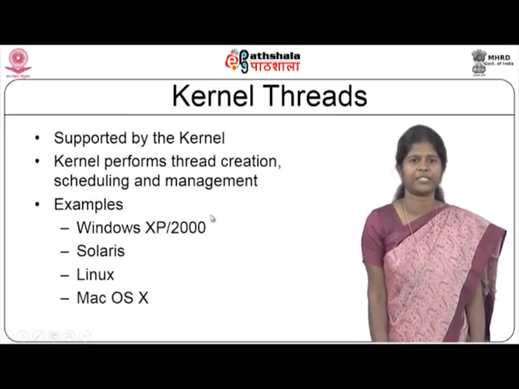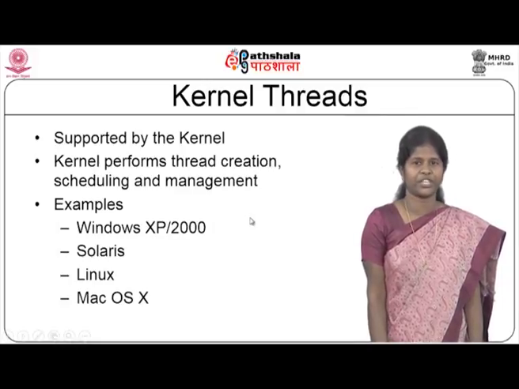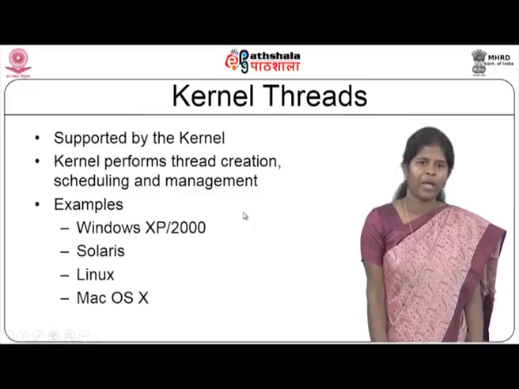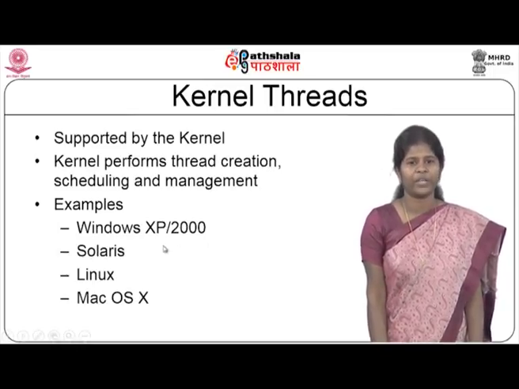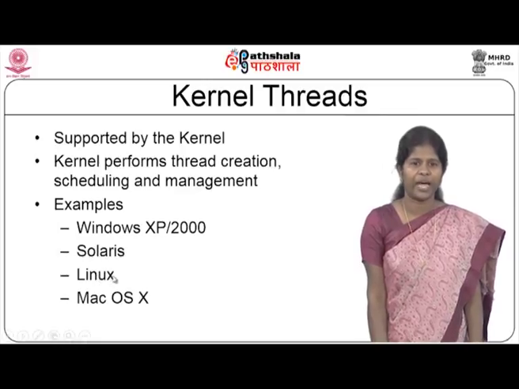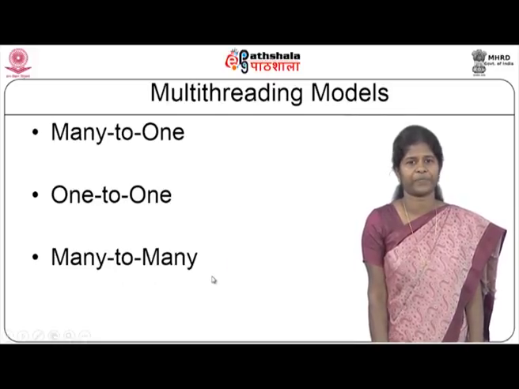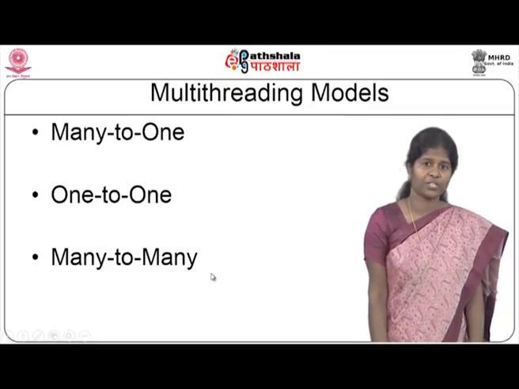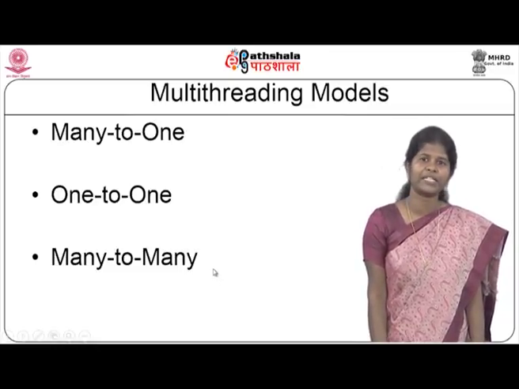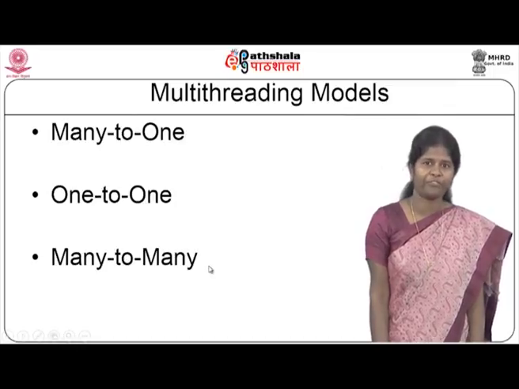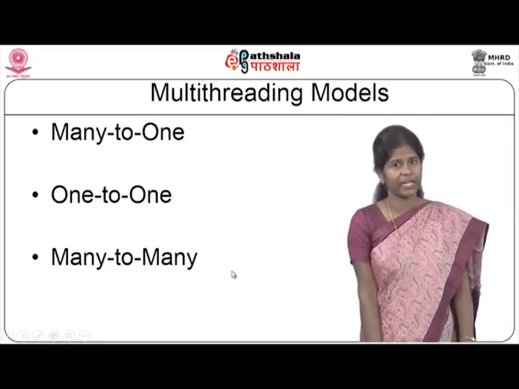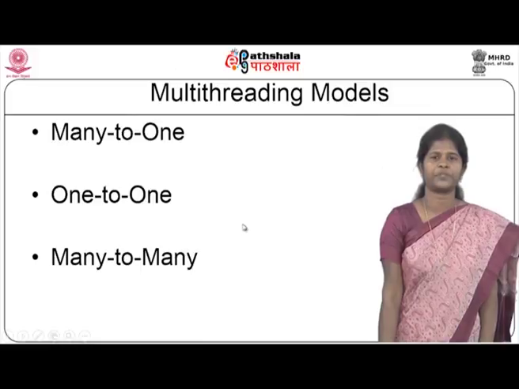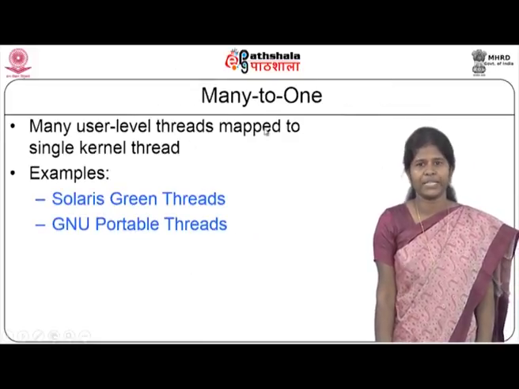But in the case of kernel threads, thread creation, thread scheduling, management and synchronization, everything is supported by the kernel. The kernel can handle multiple threads. This kind of kernel thread support is available in Windows XP, 2000, Solaris, Linux and Mac OS X. Now it is possible to have a combination of user level threads and kernel level threads, that is, you can have both in a particular machine. And when this kind of support is provided, you have different types of multi-threading models. We will see them one after the other.